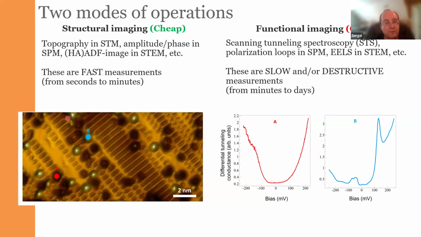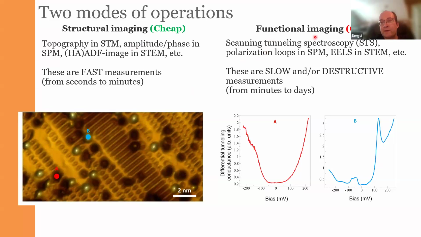So in all these problems, we typically have access to two characteristics. One is structural imaging, which can be topography in STM, amplitude and phase in AFM, HAADF image in electron microscopy, and so on. The important thing is that these are fast and come with a large number of structural details.